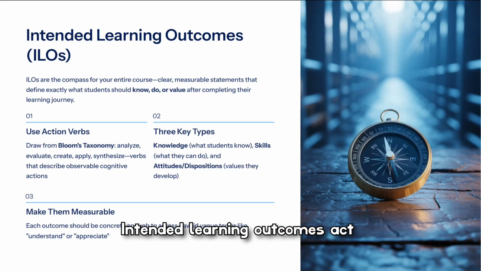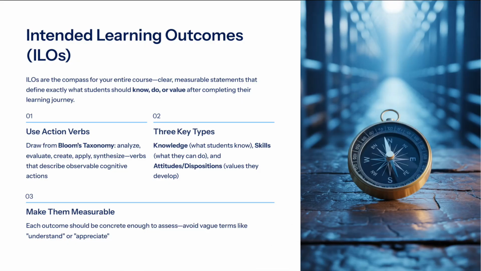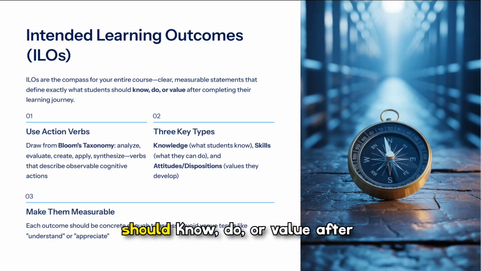Intended learning outcomes act like a compass for your course, stating clearly what students should know, do, or value after learning. Use action verbs drawn from taxonomies to describe observable behaviors, cover knowledge, skills, and attitudes where relevant, and make outcomes measurable and specific so assessments can directly test the intended capabilities rather than vague impressions of understanding.